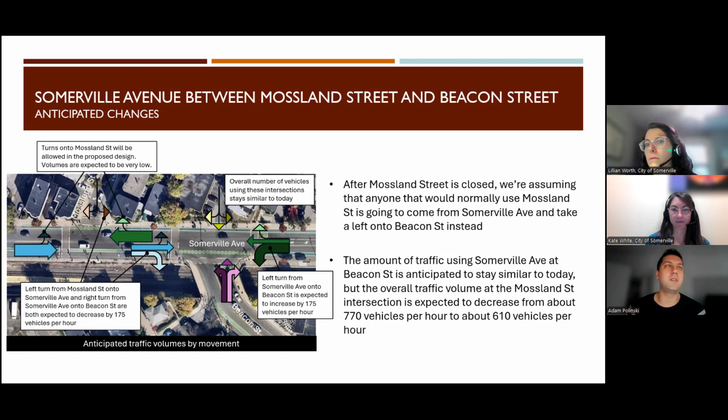And here we're just showing the anticipated traffic at the two intersections together, noting again that we anticipate an overall decrease in the amount of traffic at the Mossland Street intersection, and a similar amount of traffic at the Beacon Street intersection, albeit with a heavier westbound left turn and a lighter eastbound right turn off Somerville Ave.